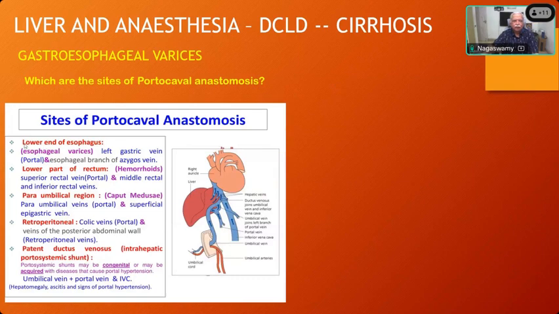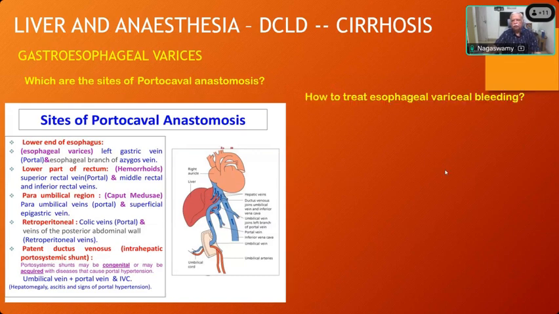The sites are the lower end of the esophagus, where esophageal varices are very, very common. The lower part of the rectum, which may occur as hemorrhoids, and the paraumbilical region, where it is caput medusae. It can also be retroperitoneal, sometimes with colic veins, and a patent ductus venosus, intrahepatic portosystemic shunt. So these are the 5 locations where it can happen. Lower end of esophagus, lower part of rectum, and paraumbilical are the 3 common sites which we will clinically see. Or rarely it may be retroperitoneal, or it may be a patent ductus venosus, which is an intrahepatic portosystemic shunt.